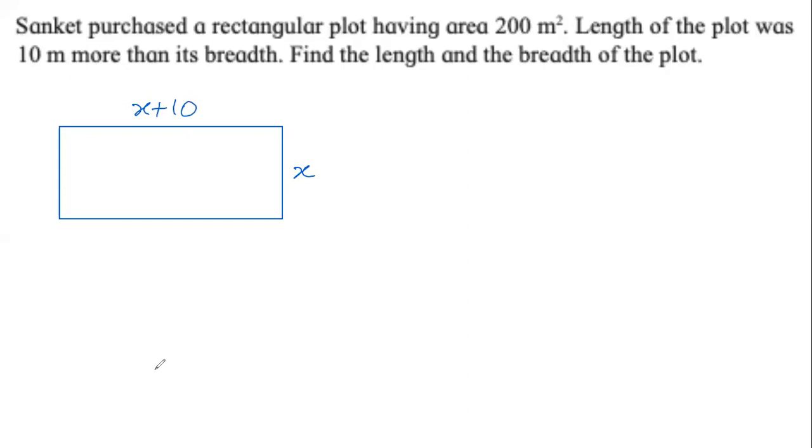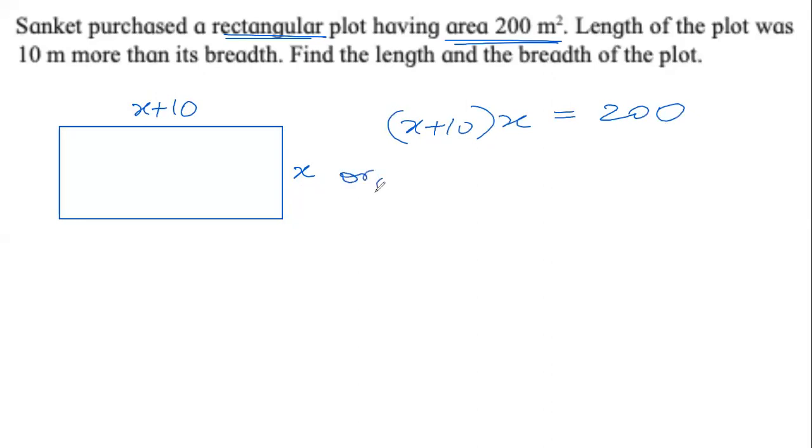So that means we need to find the value of x. What do we know? We know the area. We also know that this is a rectangle. In a rectangle, area of a rectangle is length into breadth. If our length is x plus 10 and breadth is x, then our area will be x plus 10 into x, which is given as 200.